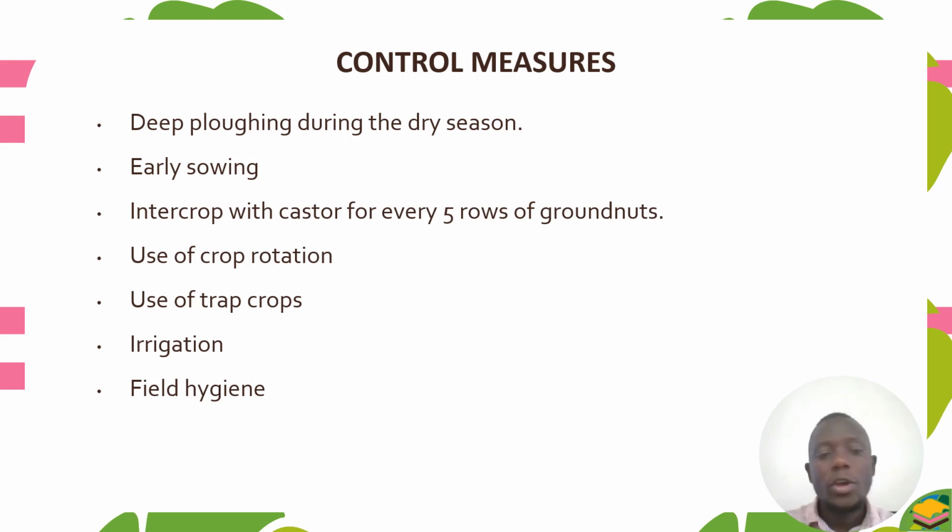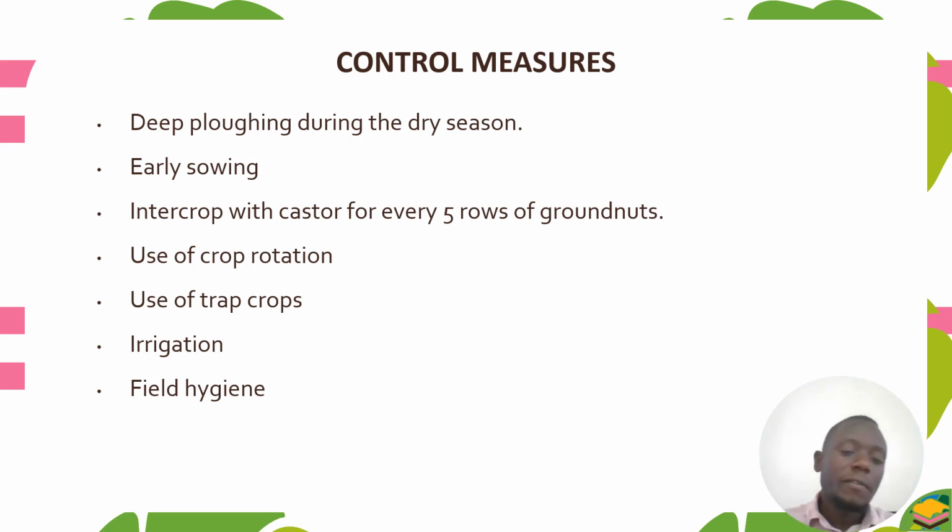Then you are talking of use of trap crops, and use of irrigation. Sometimes if you irrigate, you flood the field, and these red hairy caterpillars will suffocate. Sometimes if you are using overhead irrigation, when water is coming from above, these red hairy caterpillars will be washed away from the leaves. Those are some of the ways of controlling red hairy caterpillars.